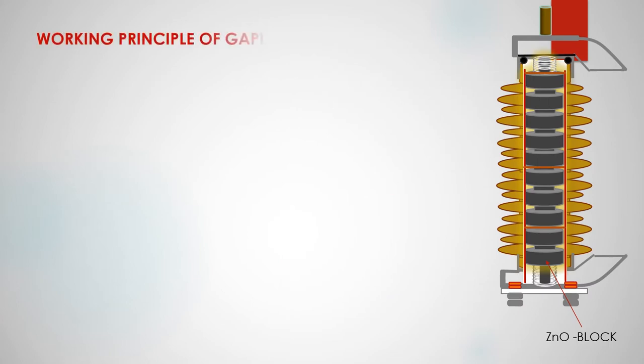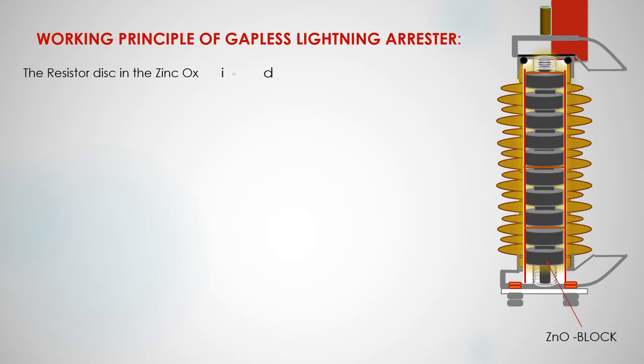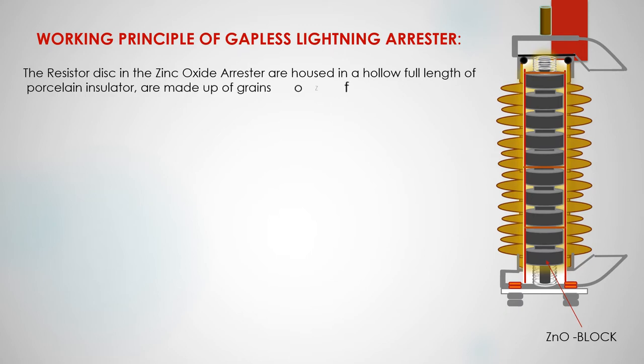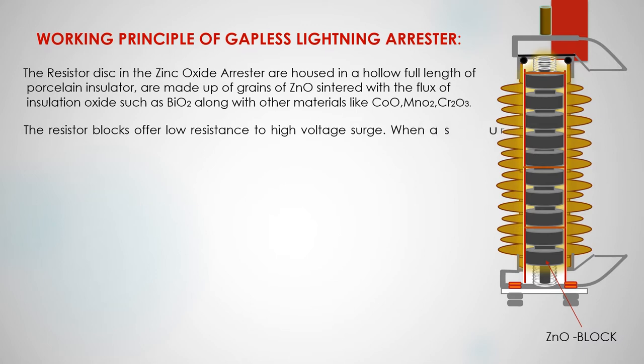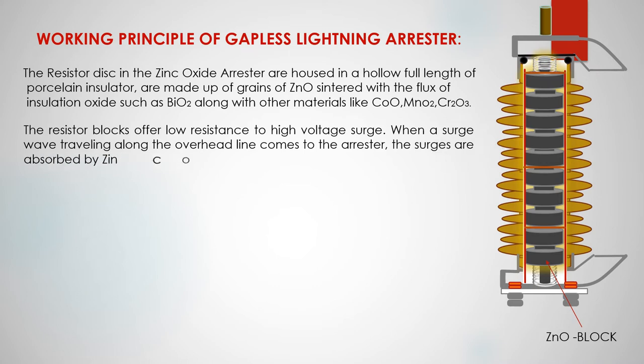Working principle of the gapless lightning arrestor. The resistive discs in a zinc oxide arrestor, housed in a hollow full-length porcelain insulator, are made up of grains of zinc oxide sintered with flux of insulating oxide such as bismuth oxide, along with other materials like cobalt oxide, manganese dioxide, and chromium oxide. The resistor blocks offer low resistance to high voltage surge. When a surge wave traveling along the overhead line comes to the arrestor, the surges are absorbed by the zinc oxide element.